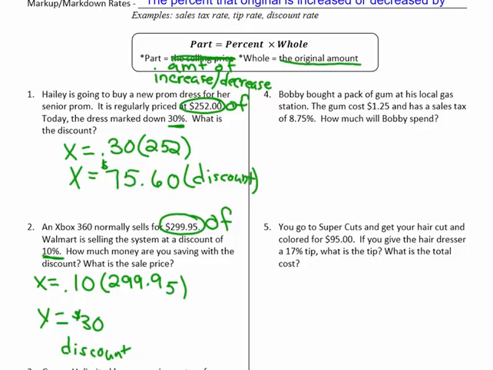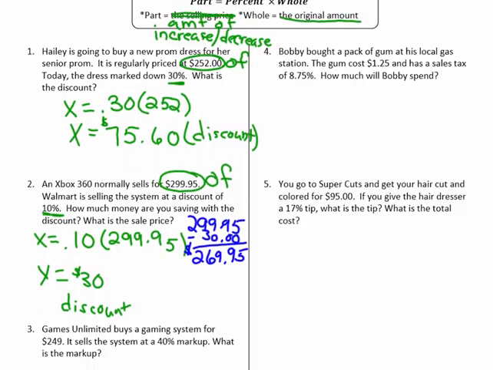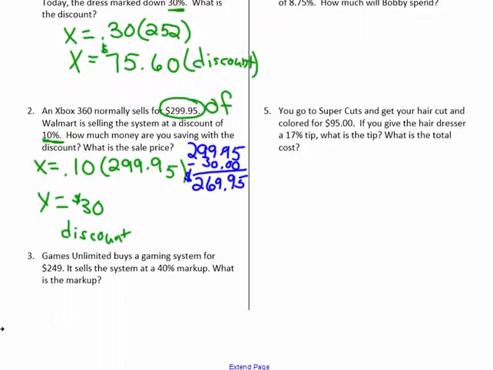They also are asking me an additional question: what is the sale price? So it's originally $299.95, I'm saving $30. So to figure out my sale price, I'm going to have to subtract those. So this should be, I believe, $269.95. Please double check my math. Okay, so similar to what we were doing yesterday, just using different words.